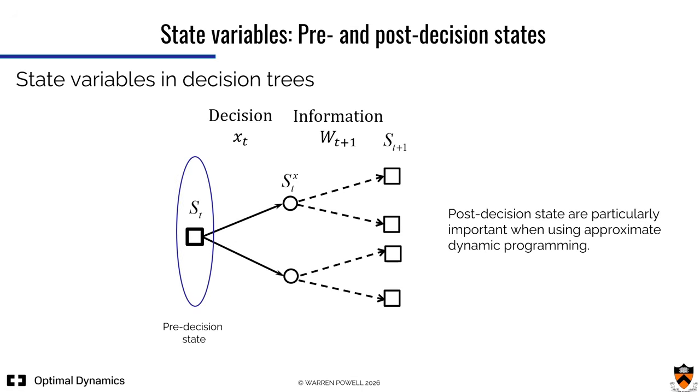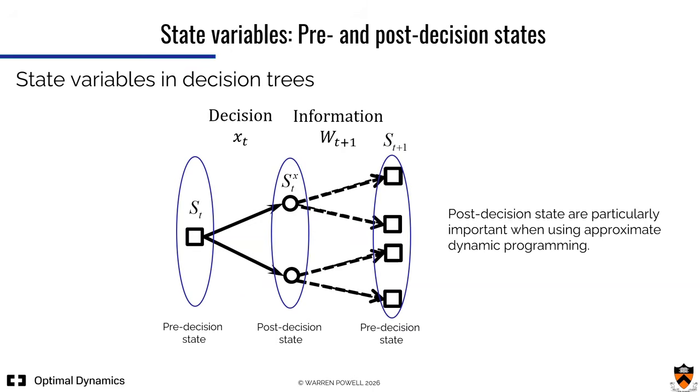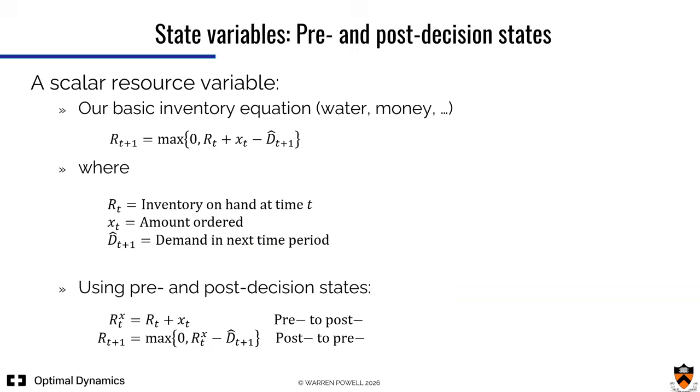Here we have our pre-decision state where I make the decision. Here I make one of two choices. That's the decision. It takes me to what the decision tree people call an outcome node. That's the post-decision state. Then you have the exogenous information that takes you to the next pre-decision state.